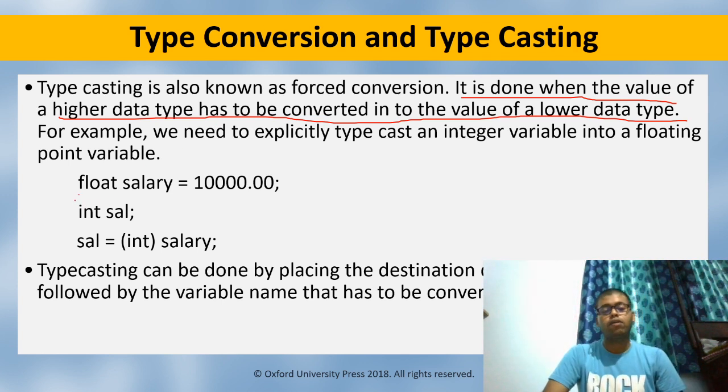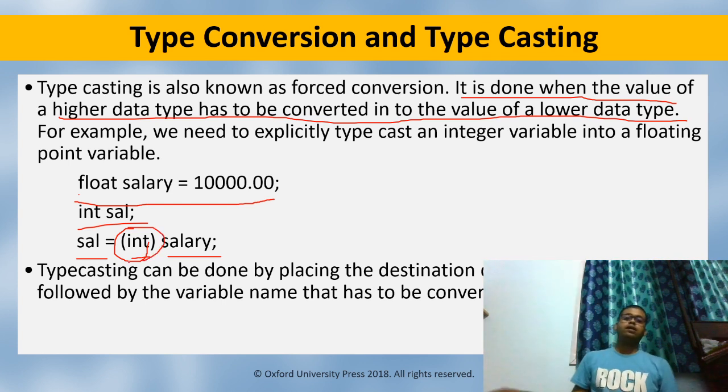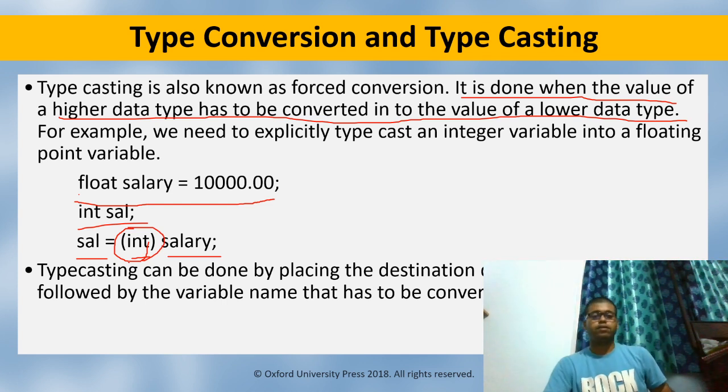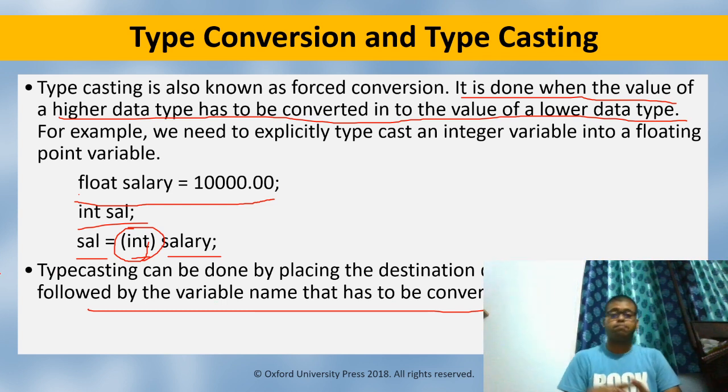We know that float is higher than int, so we have defined float salary, and int sal equals (int) salary. The int within the brackets is the typecasting. So we are forcing salary to be stored in sal in the form of int. Typecasting can be done by placing the destination data type in parentheses followed by the variable name that has to be converted. So that is the format: within the parentheses we write the type we want to cast to.